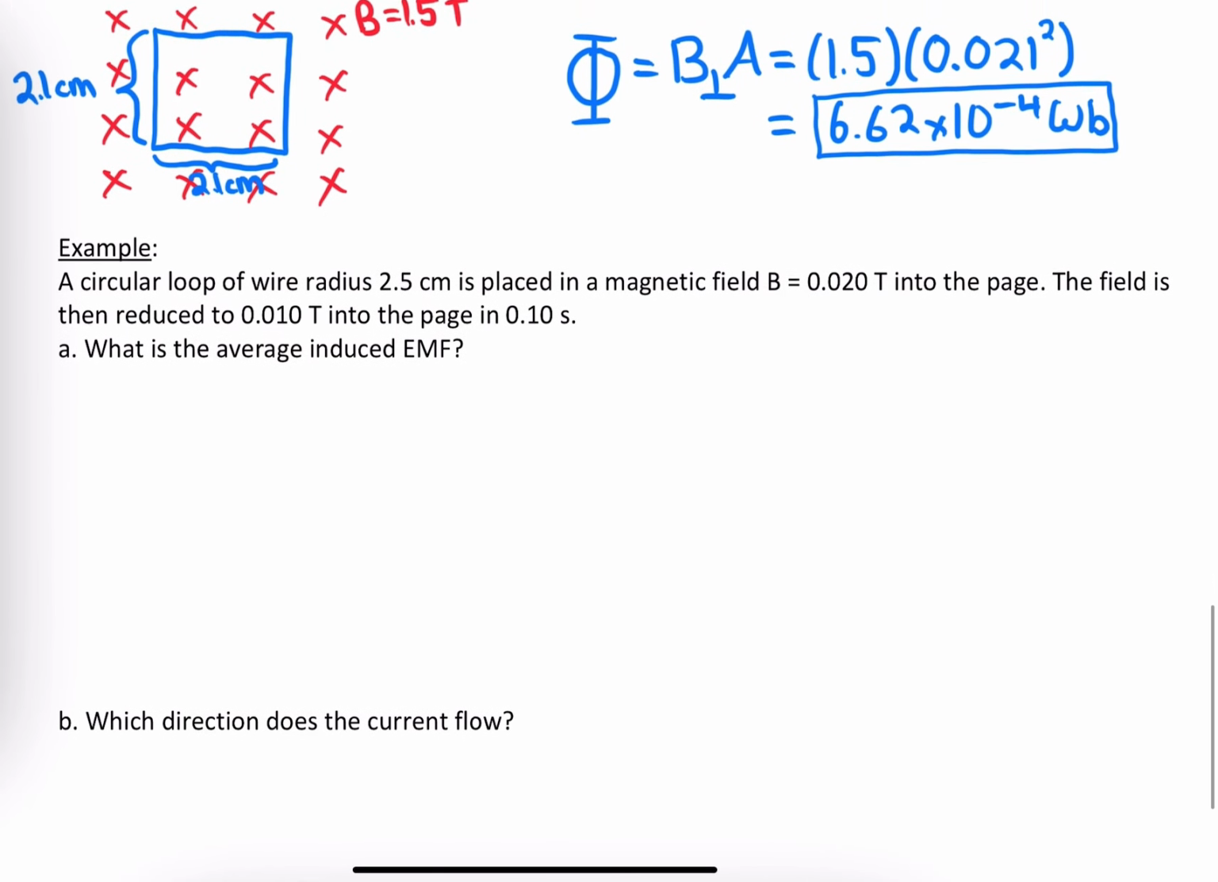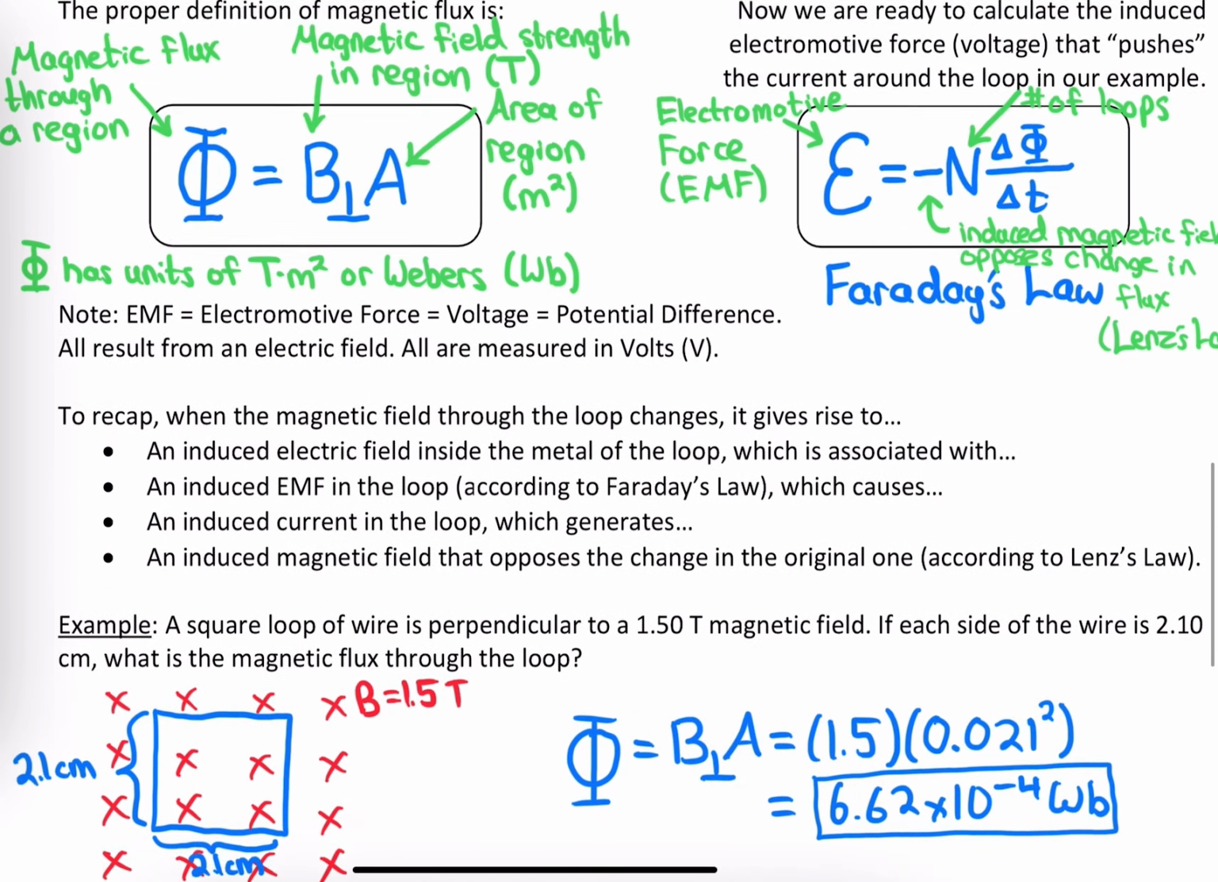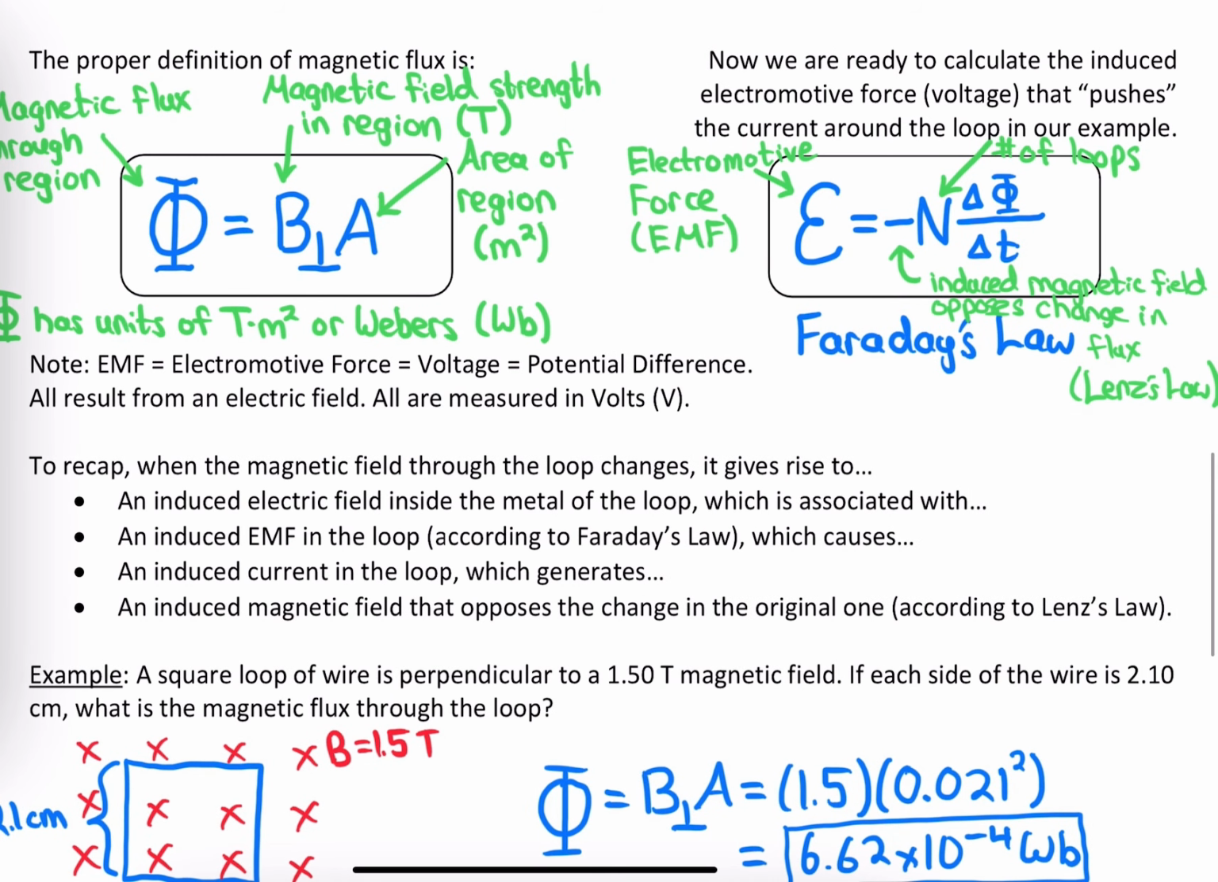Let's now apply it to an example. So here we have a circular loop of wire, like that ring we started our lesson with. We know its radius and it's placed in a magnetic field that's going into the page. Then that magnetic field is reduced to a smaller value over a period of time. And we want to know the EMF. So this is going to play exactly into Faraday's law up here. We have a magnetic field being reduced, so the flux is going to change. They told us about a period of time, and we're trying to find the EMF.